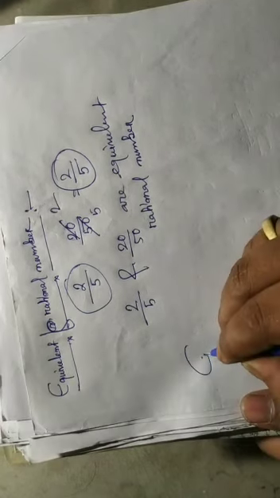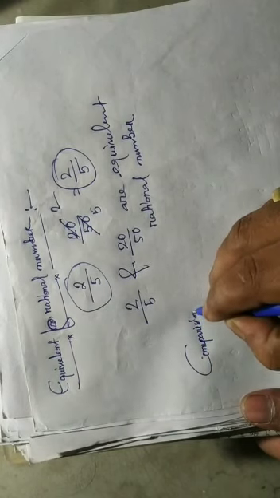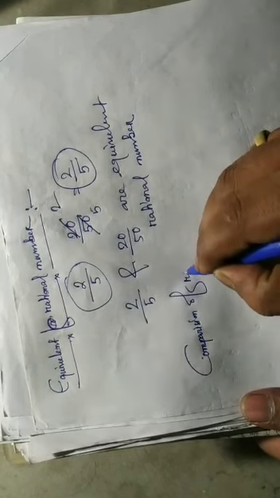Next thing is comparison of rational numbers.